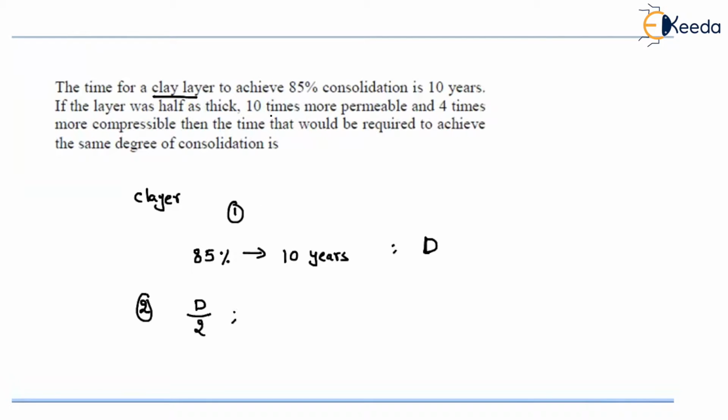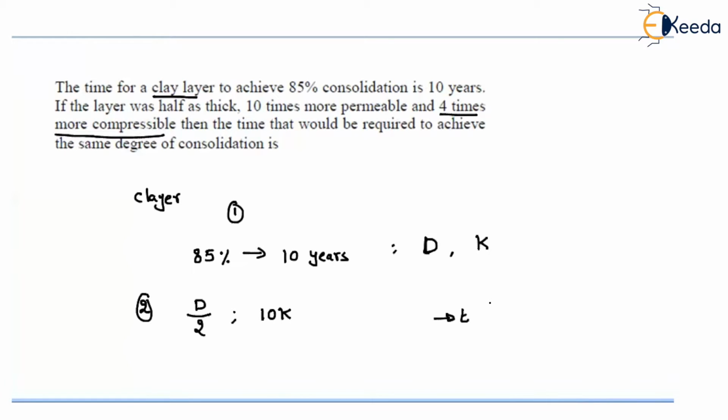Okay. Now, 10 times more permeable. Suppose in layer 1 the permeability is K, then in the second case it is 10 times more permeable, so we can call it 10K. And 4 times more compressible. So what is the compressible parameter we can consider here? Okay, now let us keep this term aside. I will tell you how we can consider this more compressible. What is the time required to achieve the same degree of consolidation? So how much time is required?